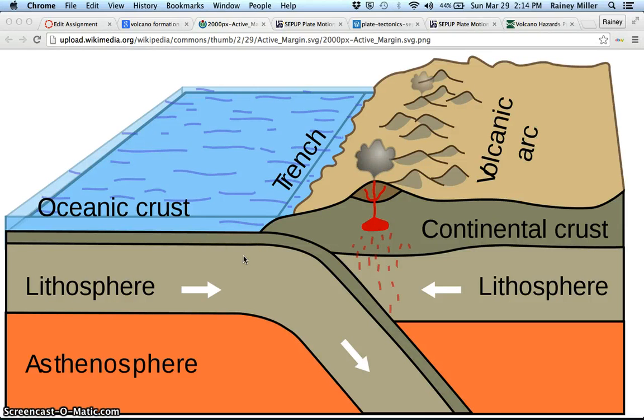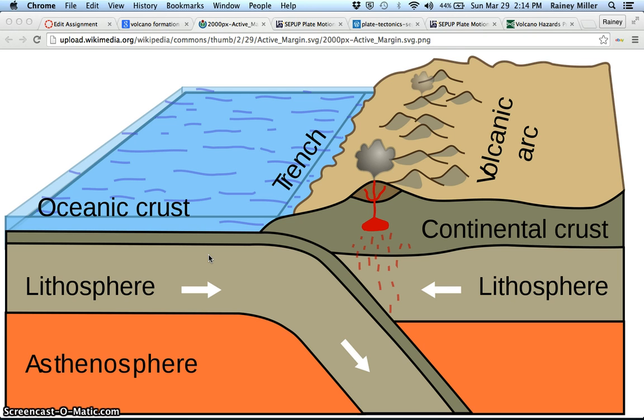I'm going to do a quick explanation on how volcanoes are actually formed. There's two different types of boundaries we're going to talk about. The first boundary that we're going to talk about is a convergent boundary. Remember, a convergent boundary is where two plates are coming together.